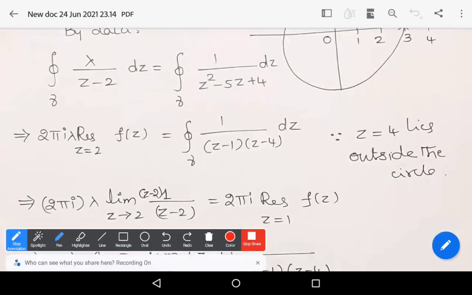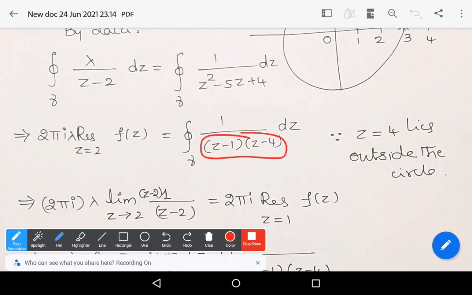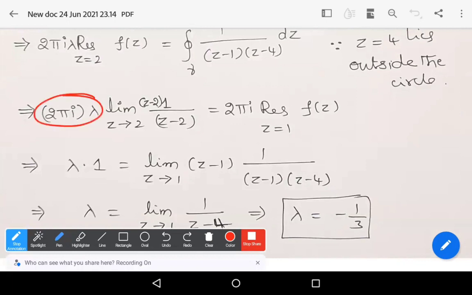So the left side, integral over gamma lambda by z minus 2 dz, can be written as 2 pi i into lambda into residue of f of z at z equals 2. The right side can be written with a simple factorization, z minus 1 into z minus 4. Here we have two singular points, 1 and 4. 1 lies inside the circle and 4 lies outside the circle. So in the left side, by applying the residue formula, 2 pi i into lambda into limit z tends to 2, z minus 2 into 1 by z minus 2. These z minus 2 get cancelled. So the left side becomes 2 pi i into lambda only.